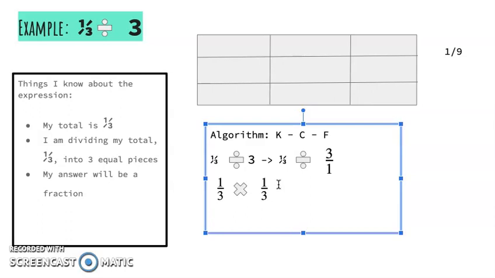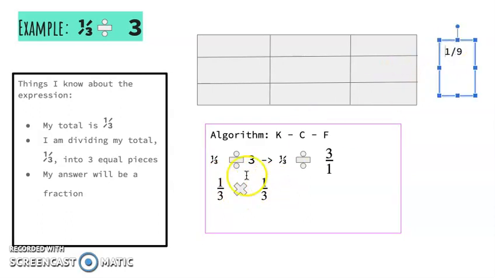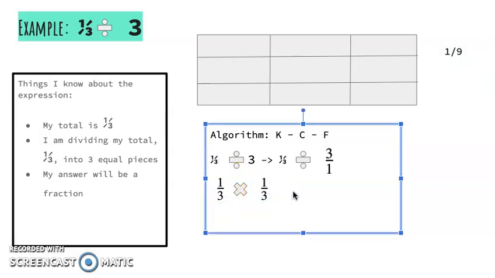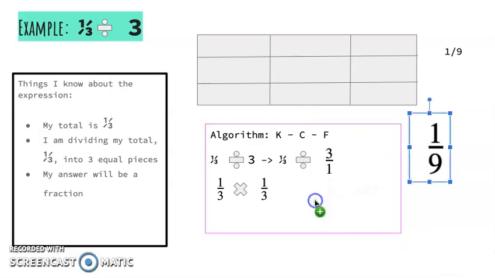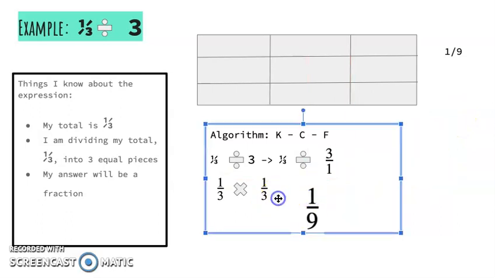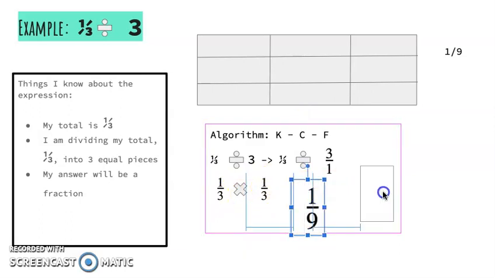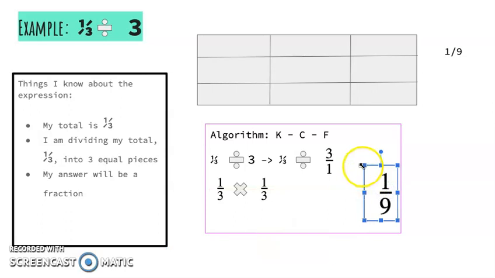Okay, I hope you had a couple of seconds to think about it. Now we're going to work it out together. So I need to multiply across. So 1 times 1 is the same thing as 1. And 3 times 3 is 9. So my answer will be 1/9. So 1/3 times 1/3 equals 1/9.